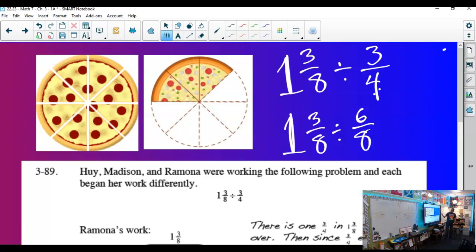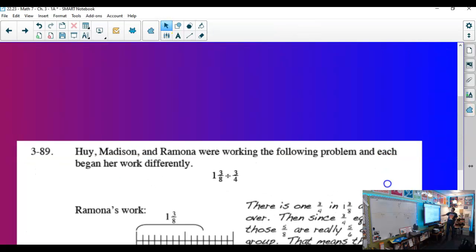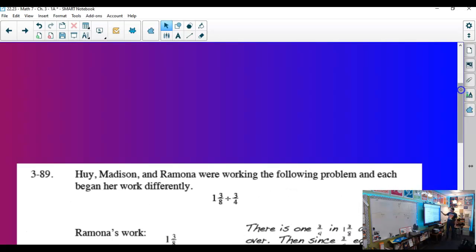So then, should I really think about 1 3/8 pizza, or should I just put it all together in the same box? How many slices do I have? 1, 2, 3, 4, 5, 6, 7, 8, and 9, 10, 11. Make it improper, and that's going to tell me how many slices I have. I have 11 slices.